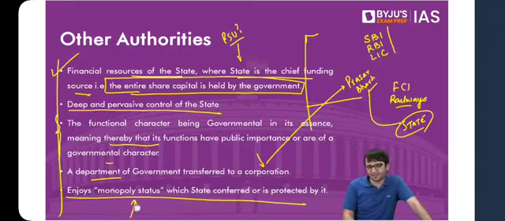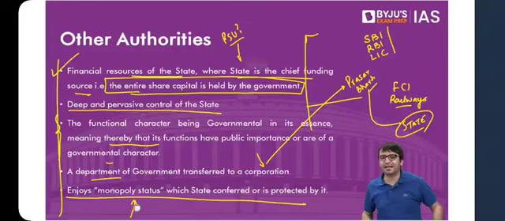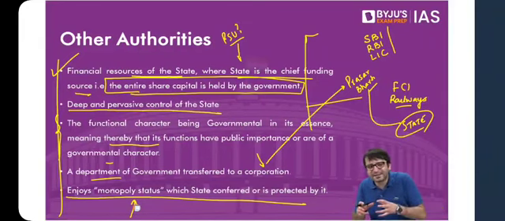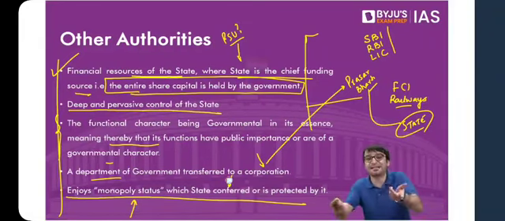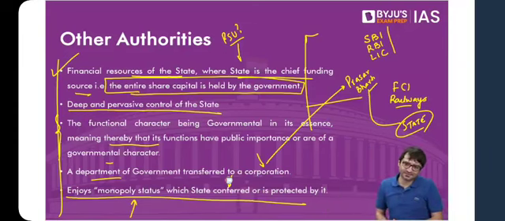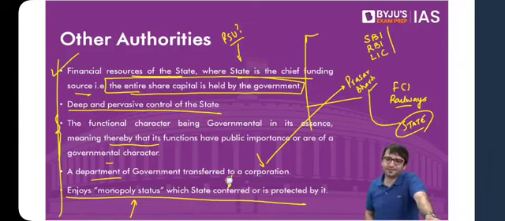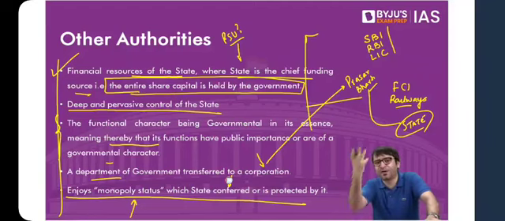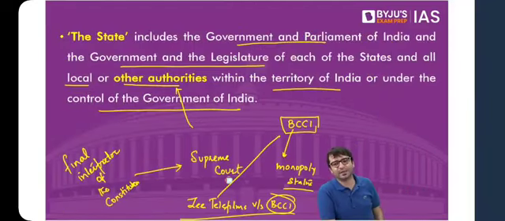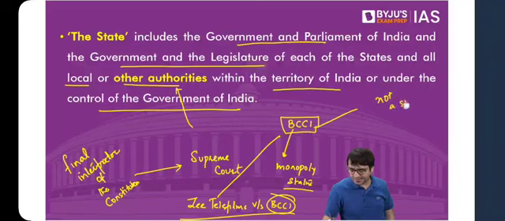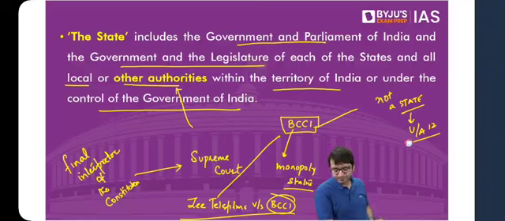But BCCI convinced the judiciary by saying that although we enjoy monopoly status, this monopoly status is not conferred by the state. If railways enjoy monopoly status, that status is conferred to railways by the state. The state does not confer monopoly on BCCI. So when the state does not confer monopoly on BCCI, BCCI is not a state within the meaning of Article 12 of the Constitution. Indian Space Research Organization is a state. It cannot violate your fundamental rights.